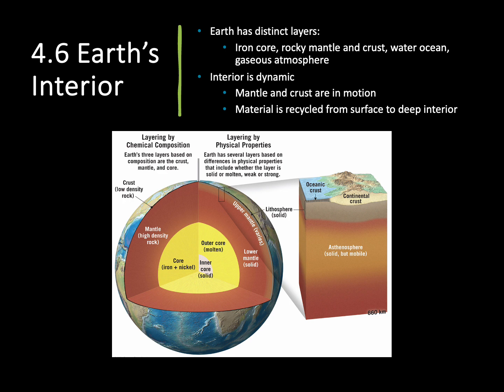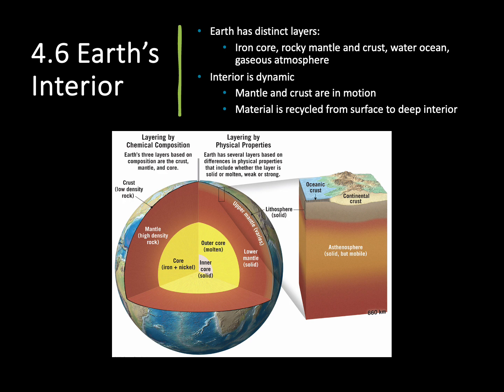When we look at Earth's interior, we'll notice that the Earth has really distinct layers to it. Starting from the innermost part of the planet, working our way outwards, we have our iron core. It's a core that's made almost entirely out of iron, but there's a little bit of nickel. We have an inner core that's totally solid, and then we have an outer molten core around it that's a liquid and is capable of flowing.